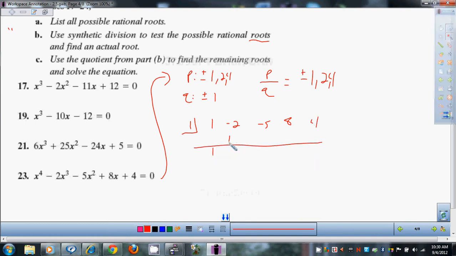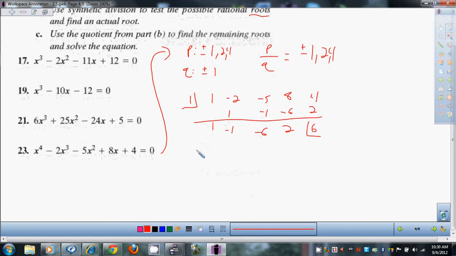Drop the 1, multiply, add, multiply, add, multiply, add. Darn, didn't work. So let's try negative 1.